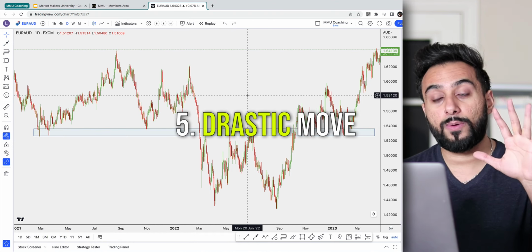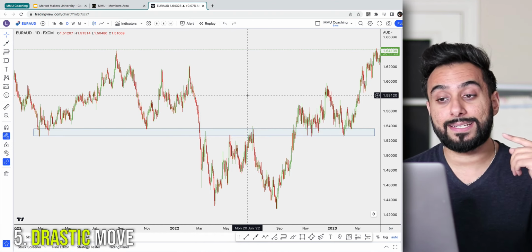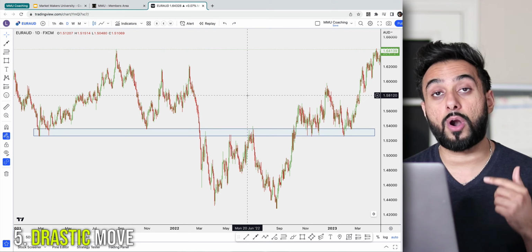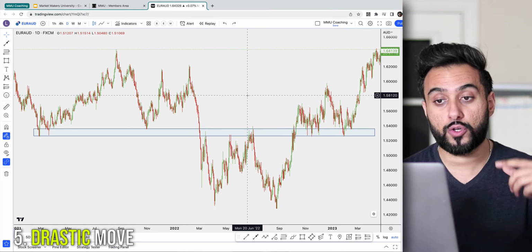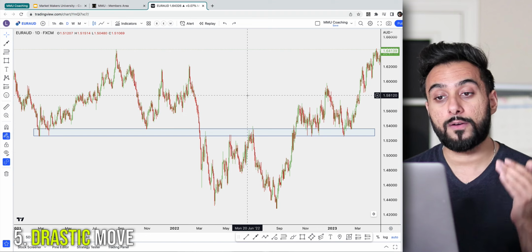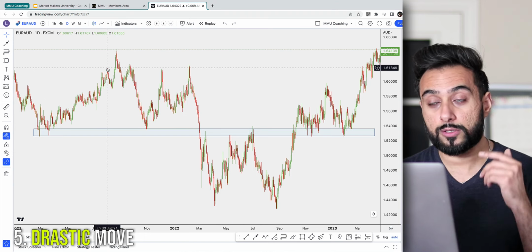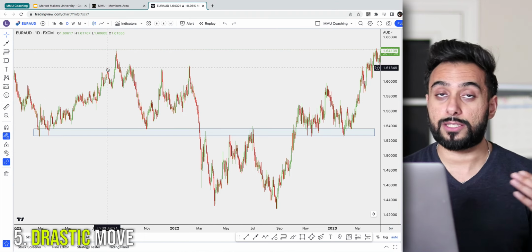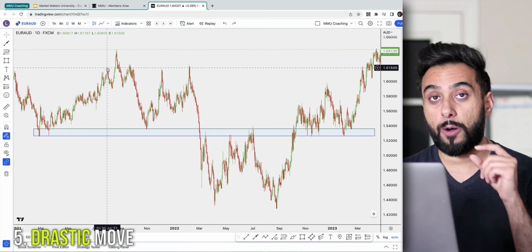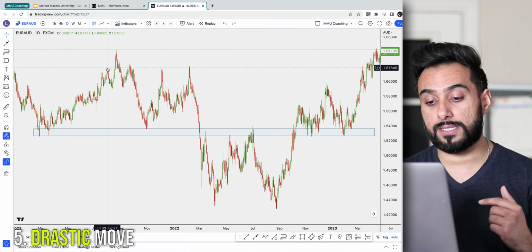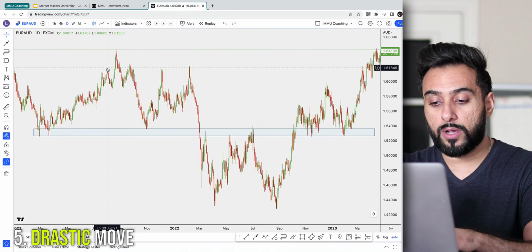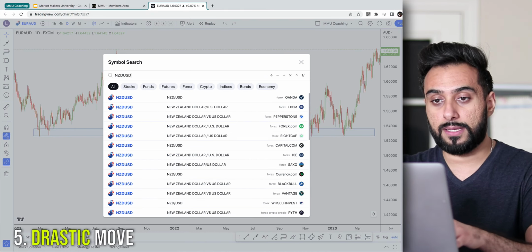Now let's talk about criteria number 5, and this is finding and identifying areas or zones where the market has dramatically moved away from these areas multiple times. So if you find areas in the market where the price has drastically moved away quickly, I would mark these as zones of support and resistance. Let's go ahead and give you an example. We can go to NZD USD.